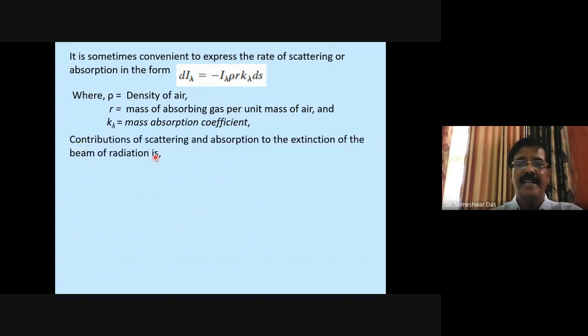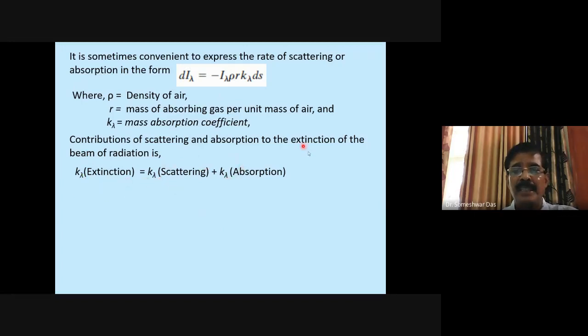Contributions of scattering and absorption to the extinction of the beam of radiation are given by k_lambda, which is the extinction of the radiation, equal to scattering plus absorption. The total extinction of the radiation is the sum of the scattered amount plus the absorbed amount. This is the total extinction.